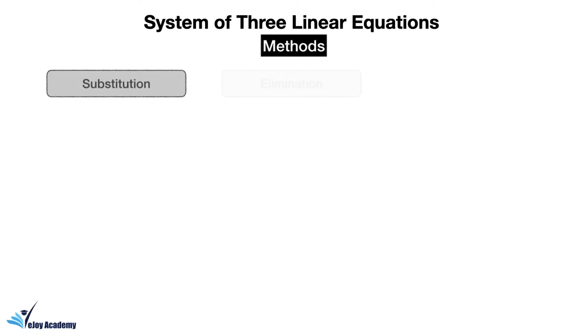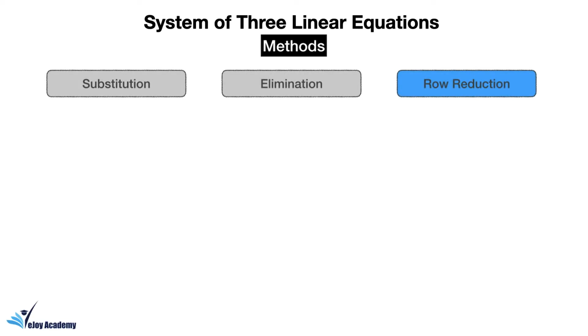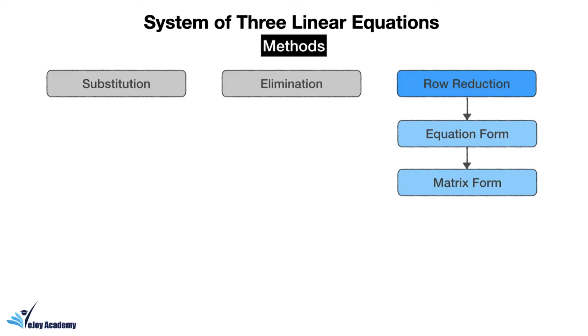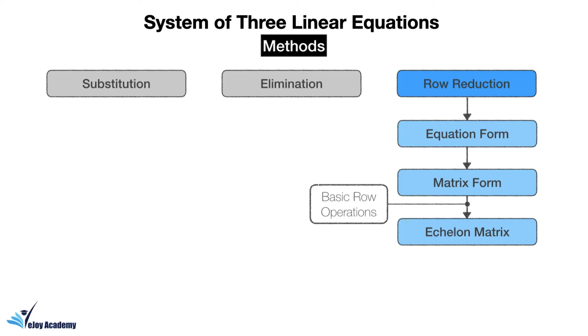For the methods here, we're going to focus on using the row reduction method to solve the system of equations. As I mentioned in the previous video, you need to start with the equation form and change it to matrix form. Then the original matrix form is transformed into an echelon matrix using basic row operations, and from there you can get the solution of the system of equations. Now let's look at a few examples to practice using the row reduction method.